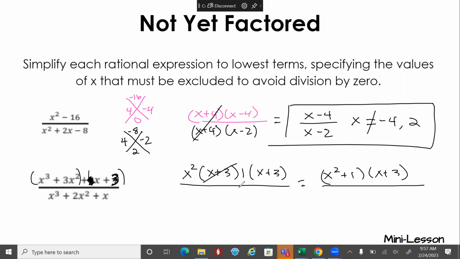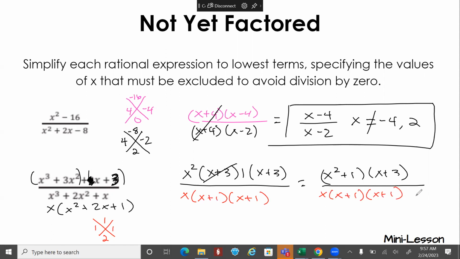Now we have to factor what's in the bottom. Is there anything I can take out from this denominator? Just an x, right? And we're left with x squared plus 2x plus 1. Can I factor this? Let's try. A times C is going to give us 1. B is 2. What two numbers will multiply to get that? 1 and 1. So that's going to give me x times x plus 1 times x plus 1.